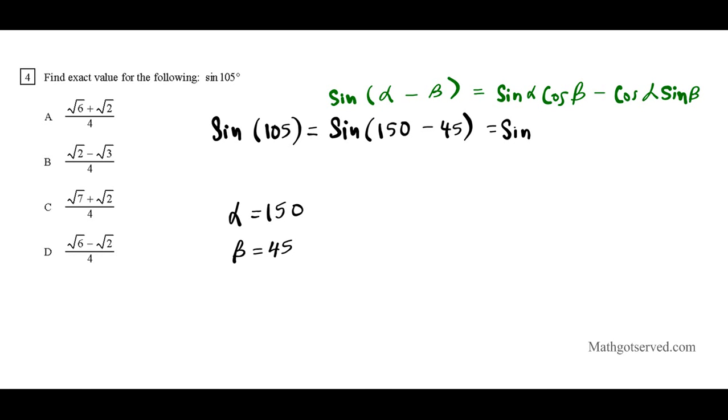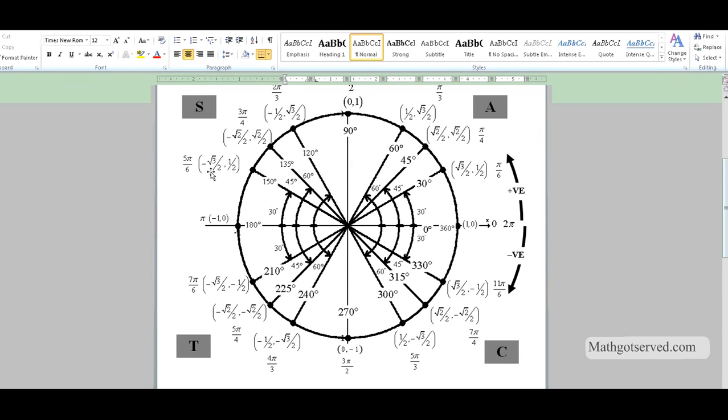So this is going to be sine 150 cosine 45 minus cosine 150 sine 45. All right? Okay, so we need to find the value of these. So now let's consult our unit circle again. 150 is negative root 3 over 2 and 1 half. And then 45 is root 2 over 2 and root 2 over 2.